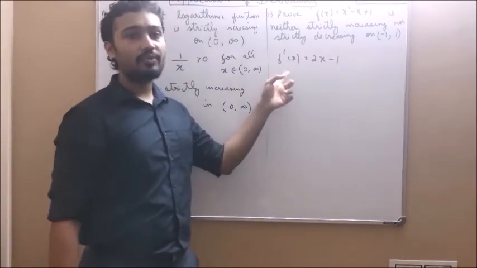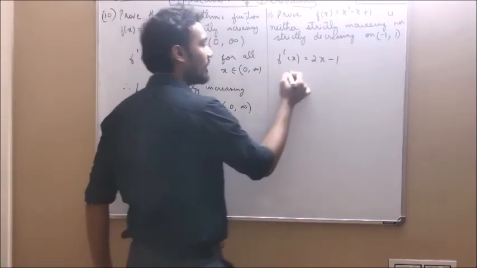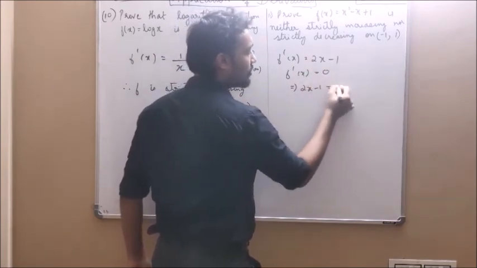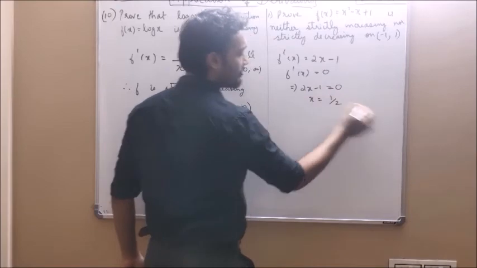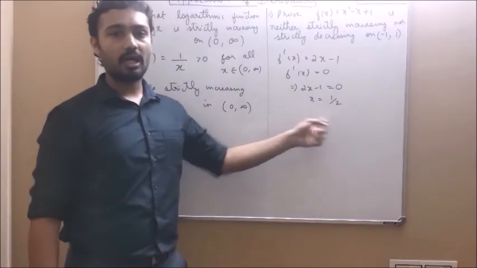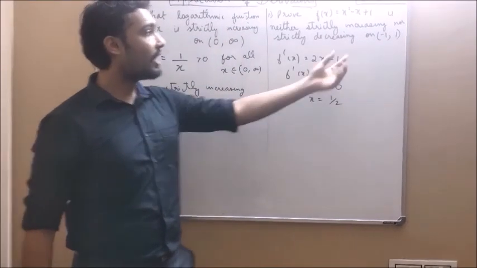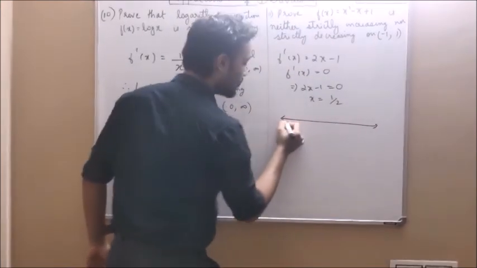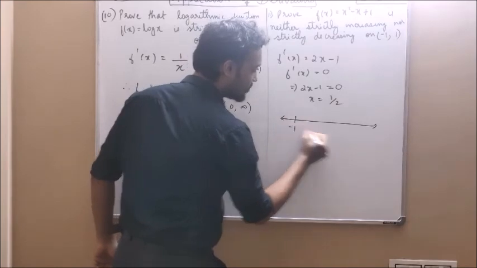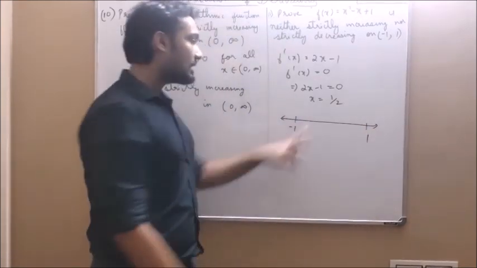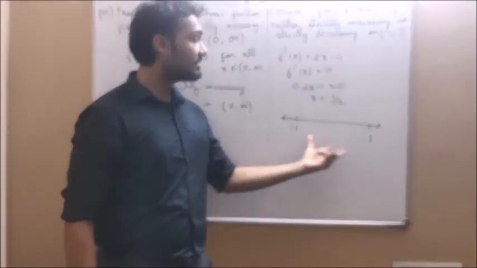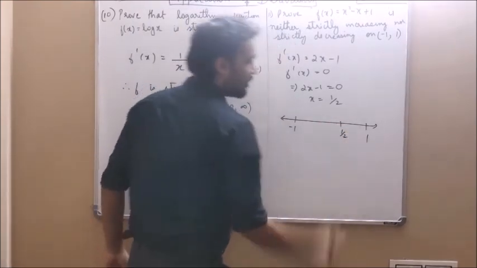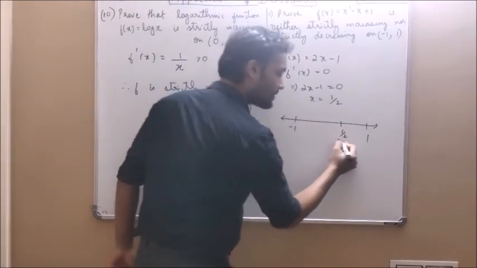Next, what we have to do is find critical points, if any. So f dash of x equal to 0, which implies 2x minus 1 equal to 0. So x equal to half. So there is a critical point, half. We are taking this interval minus 1 to 1, right? They have given here minus 1 to 1. This critical point half divides this interval into how many parts? Half is nothing but 0.5.